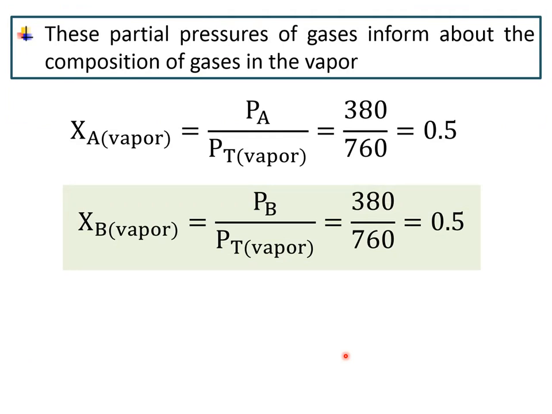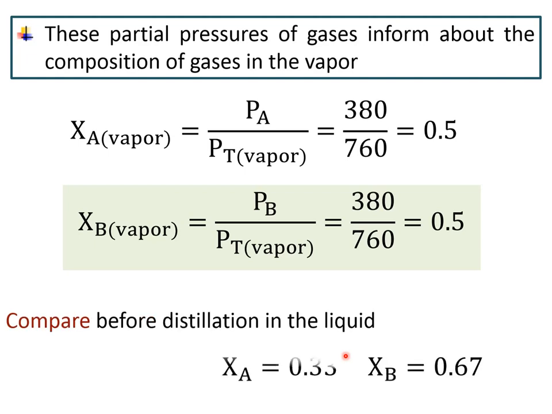Now we want to compare the composition at the beginning in the solution, before distillation, and after distillation. Before distillation, the composition for A was 0.33, which is 1/3, and for B was 0.67, which is 2/3. But now in the vapor phase, both mole fractions are the same for A and B, which indicates that the vapor phase is more concentrated in A than in the solution and less concentrated in B compared to its original composition in the solution phase.